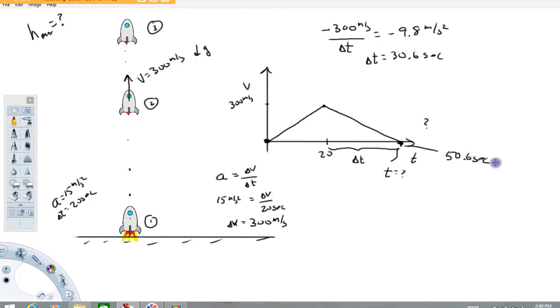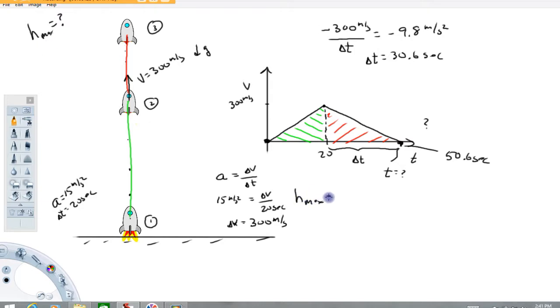Now I have enough information to calculate the maximum height pretty easily. I'm going to break this into two parts. In green, part 1, this area gives me the first displacement between 1 and 2. Then in red, this area gives me the second displacement. The total distance traveled will be the sum of the two. I already called it hmax, so let's do that.